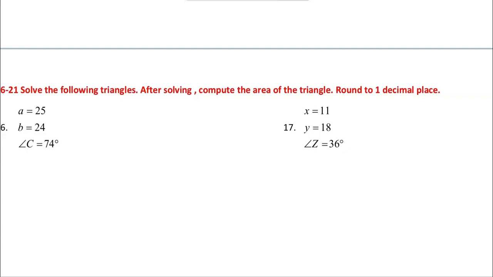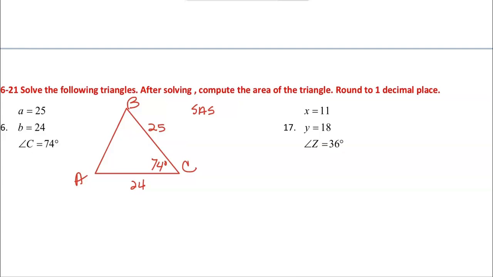Okay, number one thing you're going to do is draw a triangle. I did ABC. Little side A is 25. Little side B is 24. Little side C is unknown, but angle C is 74 degrees. This is a situation where I have side angle side, and that is law of cosines because I cannot get a pairing to be able to do law of sines.